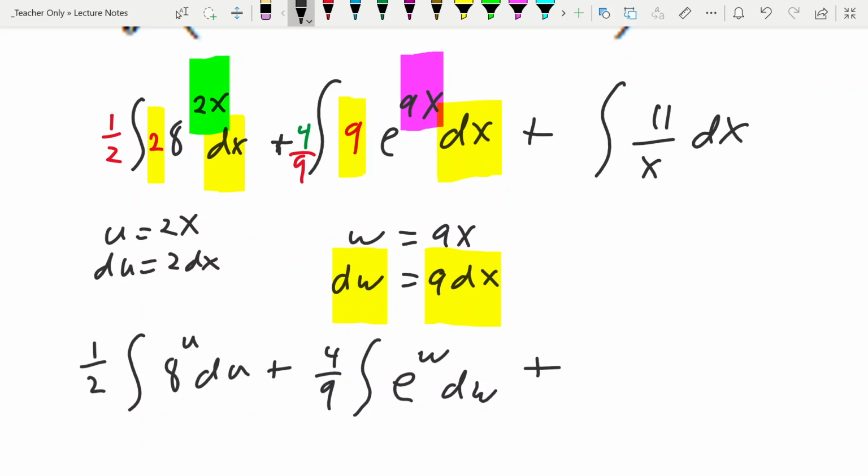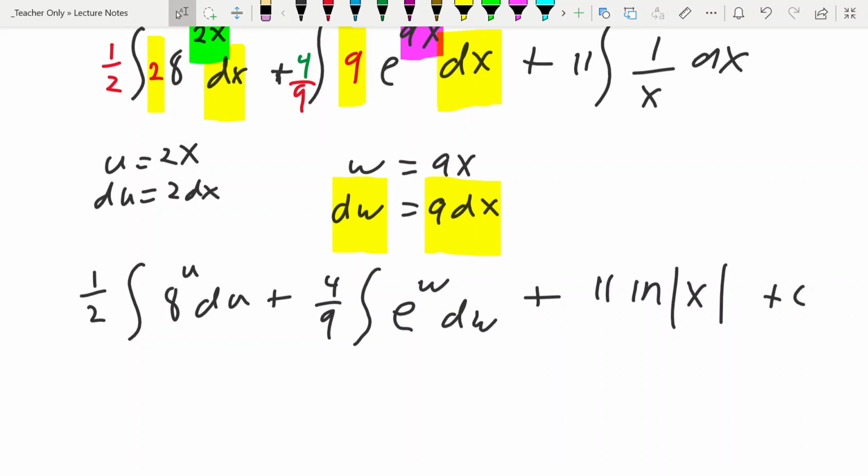Now, last but not least, this one, I'm going to take this 11 and move it outside. I think it's so much easier to take your constants and move them out, because then it makes the antiderivative much easier to see. So what is the antiderivative of 1 over x? Well, that's a base rule, right? That's just the natural log of x. And now we're almost done. I'll put the plus c, but that plus c will just absorb all the constants from all of the antiderivatives.